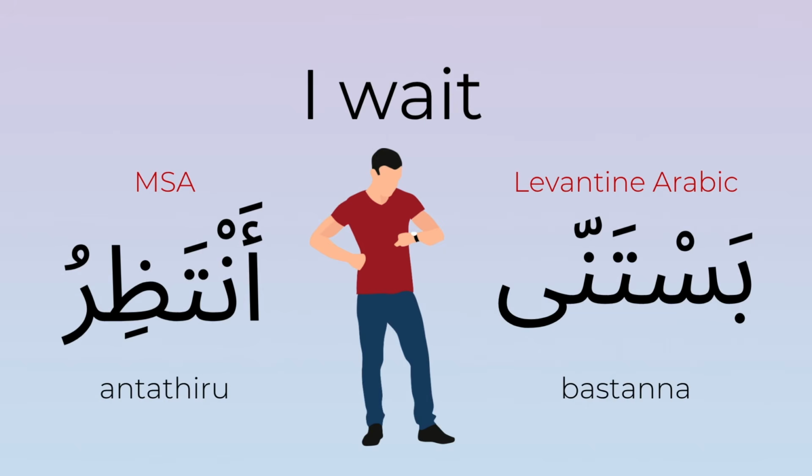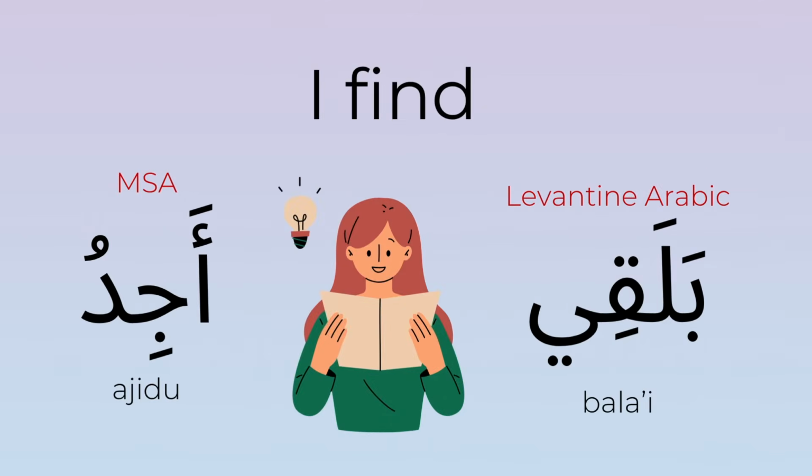I wait. In MSA, we say أنتظر. In Levantine Arabic, we say بستنى. The MSA version can also be used in Levantine Arabic and it's common to hear, but we would say بنتظر. So once again, we have أنتظر versus بستنى. I find. In MSA, we say أجد. In Levantine Arabic, we say بلاقي. Again, the qaf sound is changing to that glottal stop or hamza sound. So we have أجد versus بلاقي.